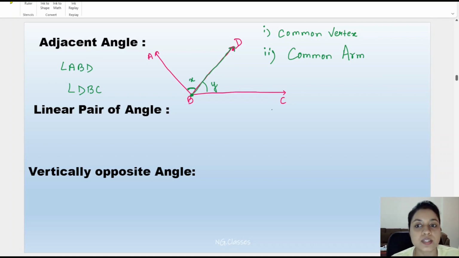And the third condition says the non-common arms, that means here if we focus on these two angles, the non-common arms, arm AB is not common with arm BC, right? These two must lie on two different sides of the common arm. So if we are having the common arm as BD, see carefully, the non-common arm AB is on the left side and the other non-common arm BC is on the right side of the common arm.